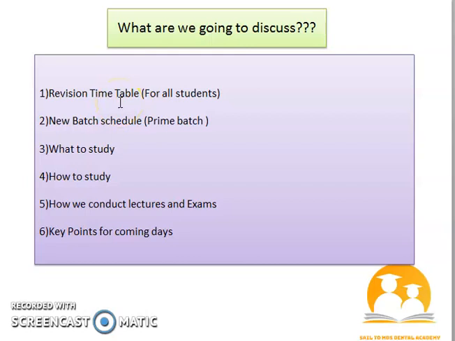This timetable is for all the students who are part of my academy. As we know, we have completed the course in the month of August, so you have started the revision earlier, but this timetable will help you go for one more revision. It is also for those students who are not part of my academy and want to join, and for the students who are preparing independently. So in this lecture I am going to provide a revision timetable.